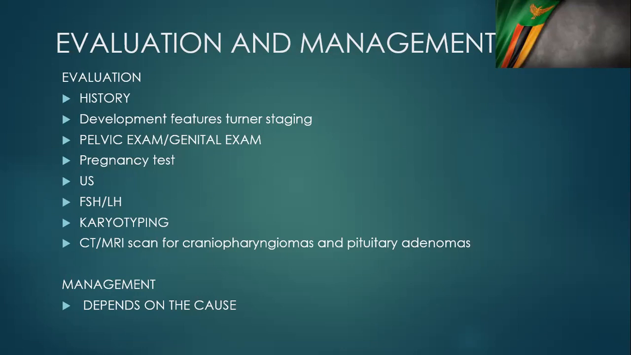You can do follicle stimulating hormone. You can do luteinizing hormone. It really depends on what you've decided in the history. You can do karyotyping, looking at the genetic makeup of this individual. You can do a CT scan. Maybe they have a craniopharyngioma, maybe they have a pituitary gland tumor, and so on. So the management of this patient depends on the cause of the amenorrhea.